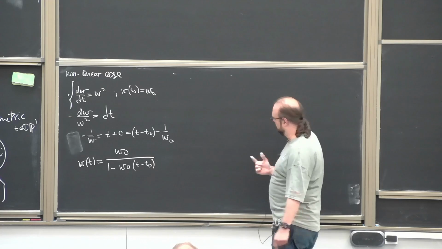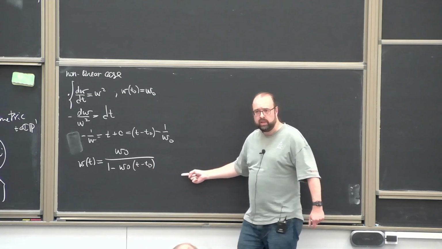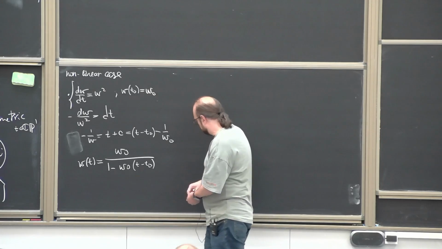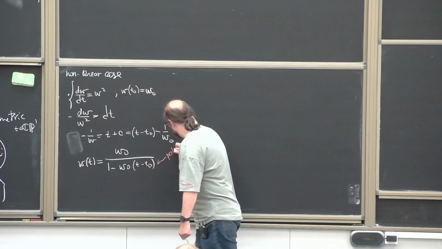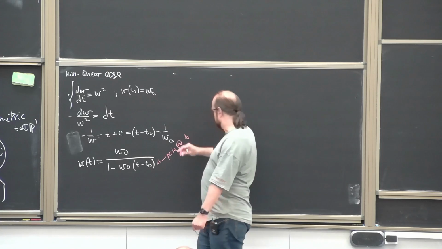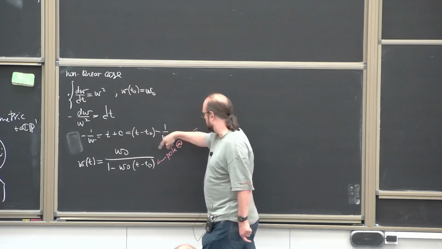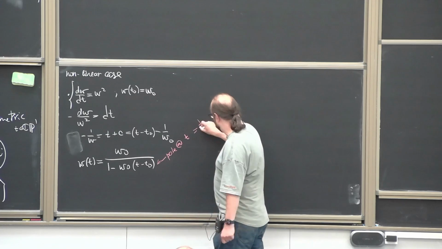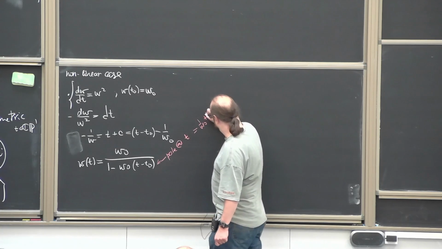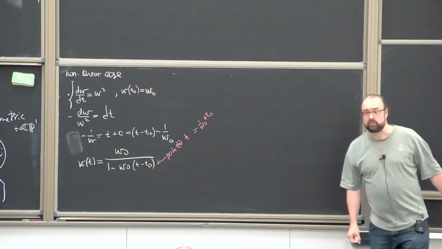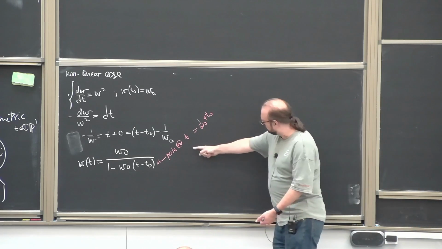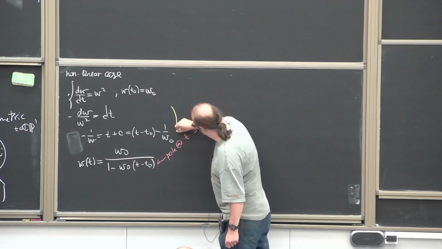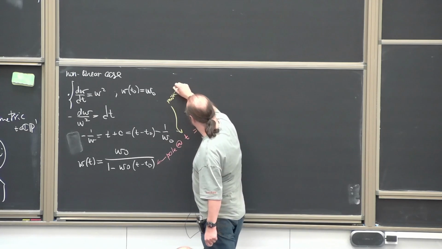So what do you see? First of all, you see that this solution has a pole, because the denominator can vanish. Second, you see that the location of the pole, at time t, you can see it from here. So my t is 1 over w naught plus t naught, I think, something like this. Okay? So such singularities are called movable. So this is a movable singularity.